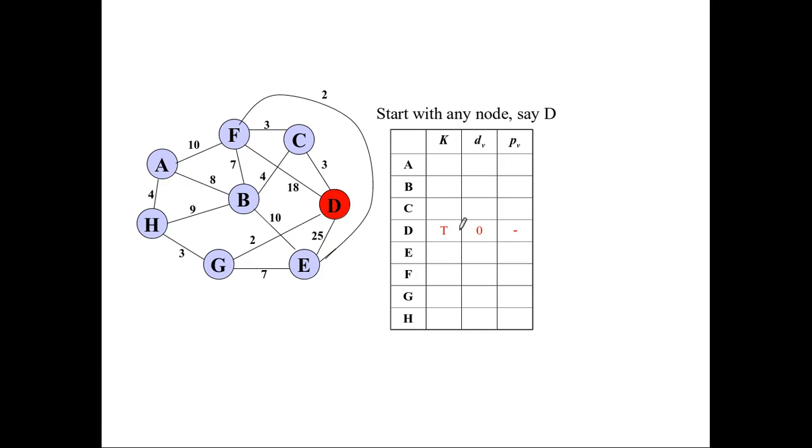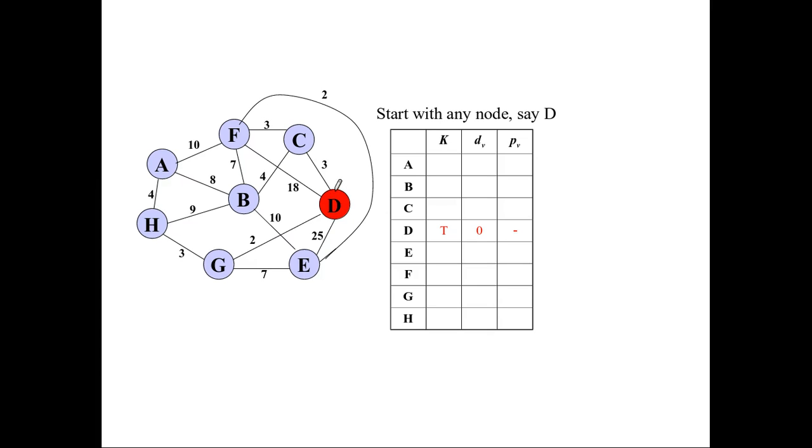The cost of visiting this node is 0, because this is the first node. I have not come here from any other node. This is the point where I start, so there is no cost associated with reaching this node. P here implies the parent node: what is the previous node from where I have reached here? There is no parent node to D, because this is a starting point, so it is a hyphen, null. This is a root node, or initial node, from where I start my process of finding the minimum spanning tree.